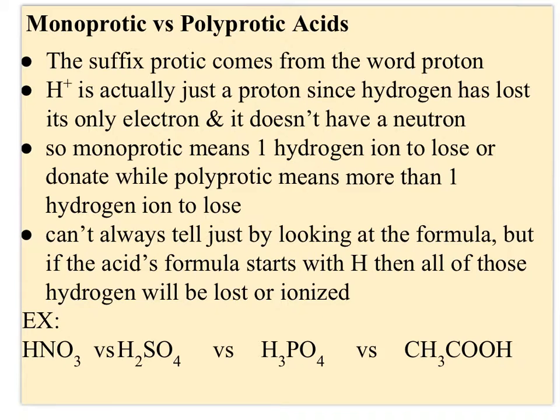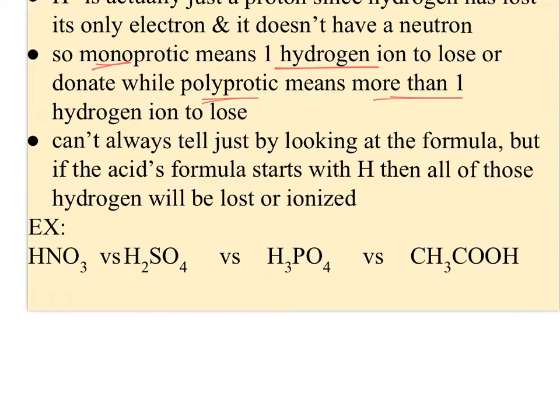And you can't always tell just by looking at the formula if it's going to give up 1 or more than 1 hydrogen. There's a lot more to it than that. But if the acid's formula starts with the H, then all of those hydrogens will be lost or ionized. So when I look at my examples down here, HNO3, I can expect to be monoprotic because it'll lose that one hydrogen. H2SO4 is going to be polyprotic because it's going to lose both of those. You could call it poly or diprotic. H3PO4 is going to be polyprotic, or more specifically triprotic because it's going to lose all three.